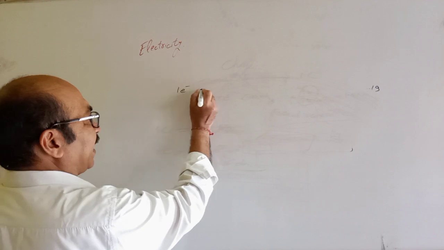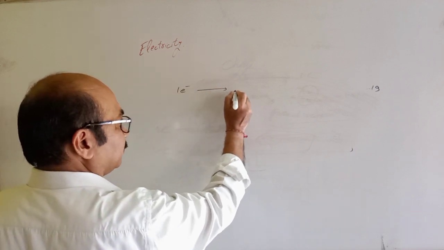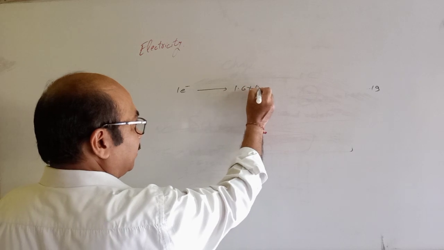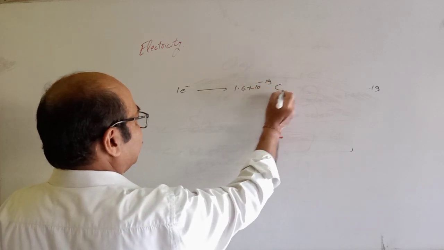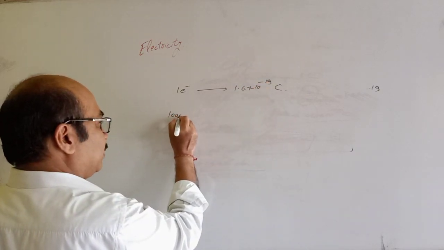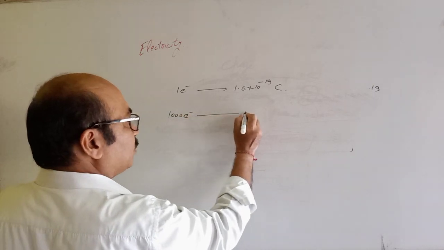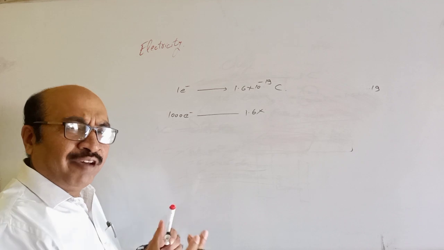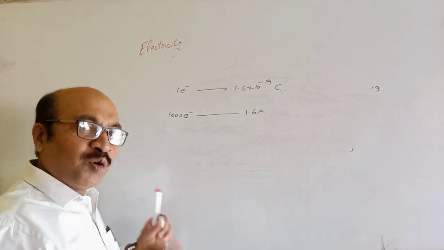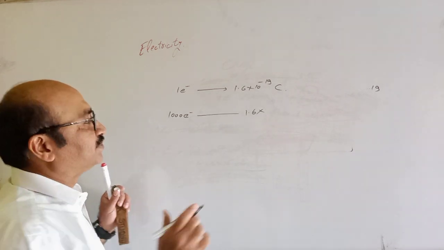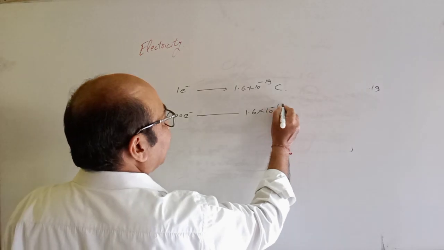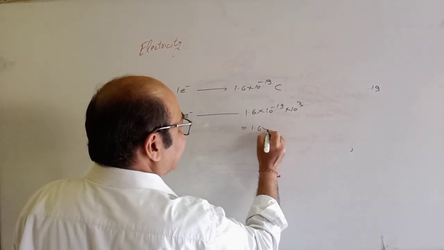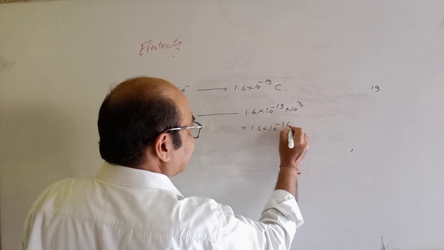If 1 electron carries how much charge? You remember, nice. 1.6 into 10 to the power minus 19. If I say 1000 electrons carry how much charge? It is nothing. Physics is very easy. When simple mathematics comes in, then it becomes a bit difficult. Otherwise, physics is a very simple subject. 10 to the power minus 19 times 1000, so it is 1.6 into 10 to the power minus 16.